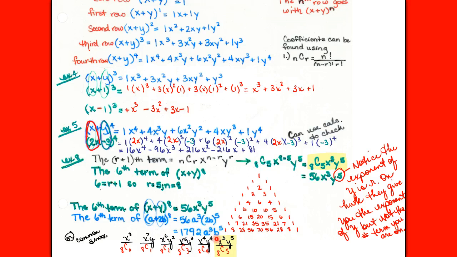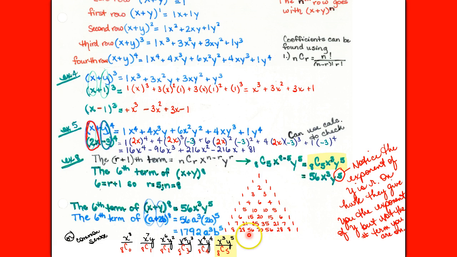I know my y's count up. So I'm going to have no y, y to the 1st, y to the 2nd, y to the 3rd, y to the 4th, y to the 5th. So there it is right there. I could do 8C5, x to the 3rd, y to the 5th, and use my formula for 8C5 to get 56.